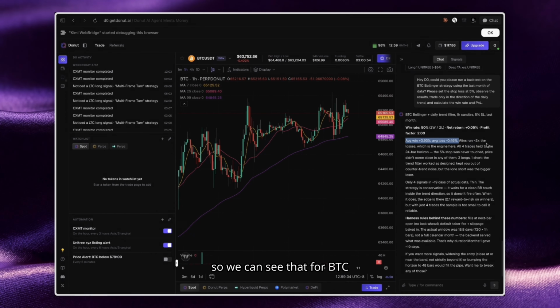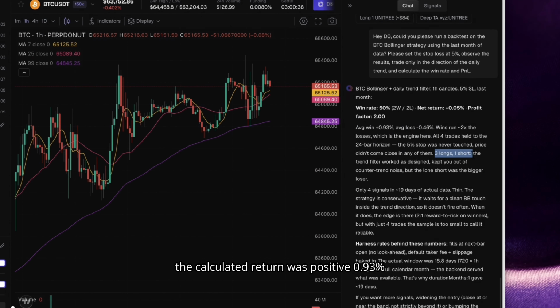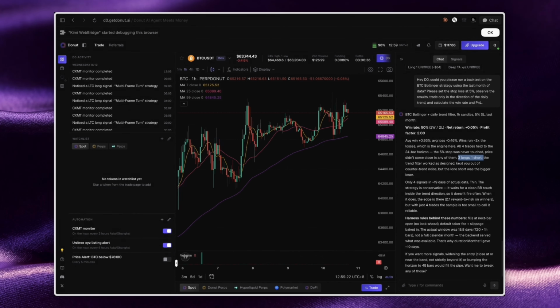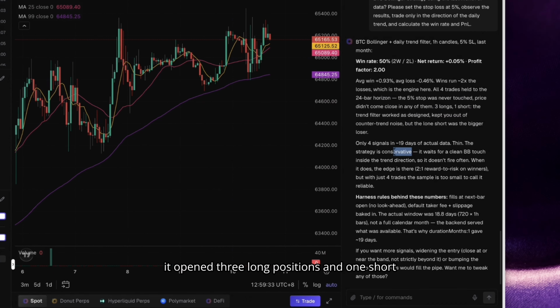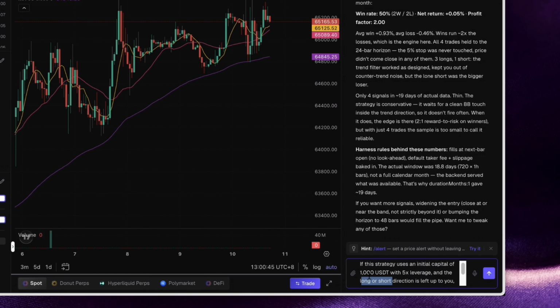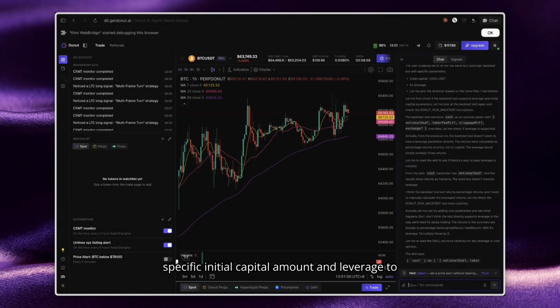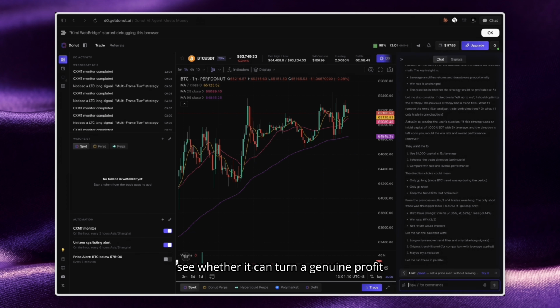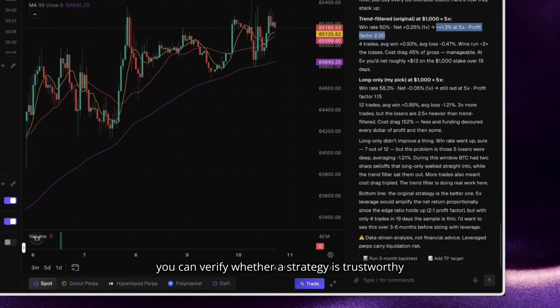So, we can see that for the BTC Bollinger strategy over the past month, the calculated return was positive 0.93%. During the backtesting period, it opened 3 long positions and 1 short, and it considers the strategy to be relatively conservative. From here, we can naturally follow up by giving it a specific initial capital amount and leverage to see whether it can turn a genuine profit. In this way, you can verify whether a strategy is trustable, all thanks to D0.